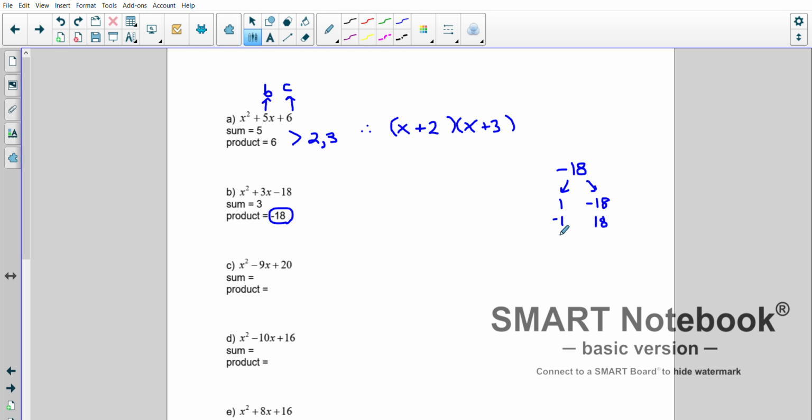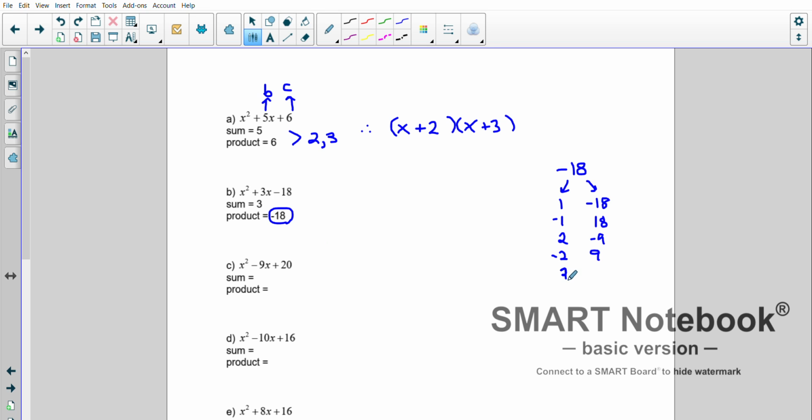Does 2 times something give me negative 18? It does: 2 times negative 9. Does that add up to 3? No. Well, what about negative 2 and positive 9? That multiplies to negative 18. Does that add up to 3? No. So now I'm going to move to the next one, 3.